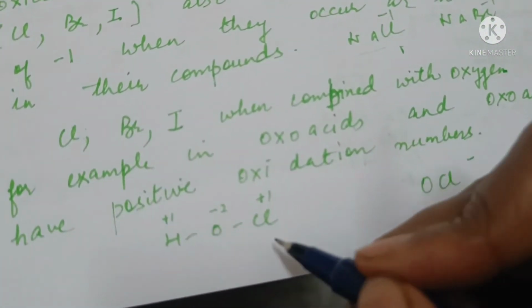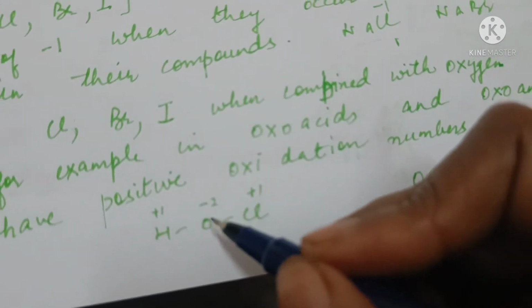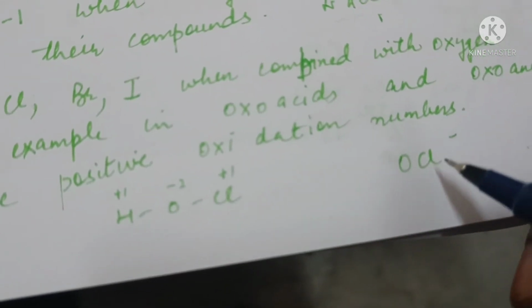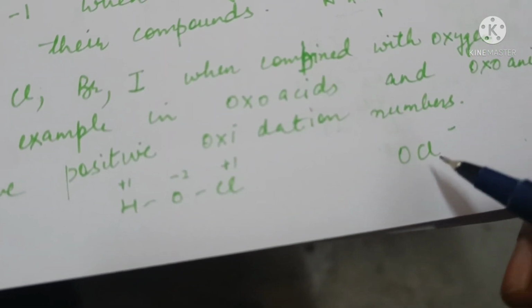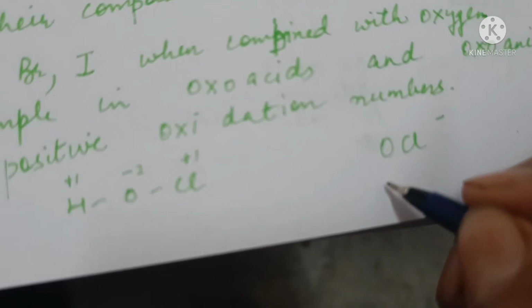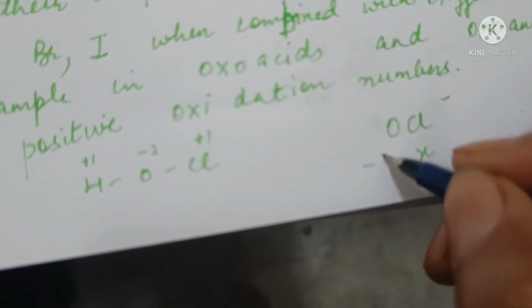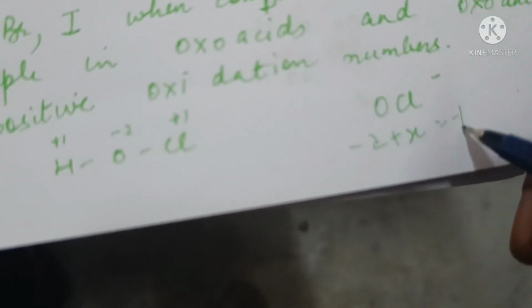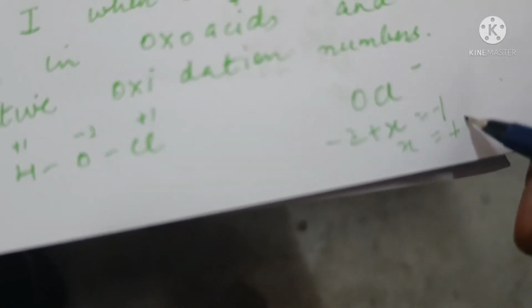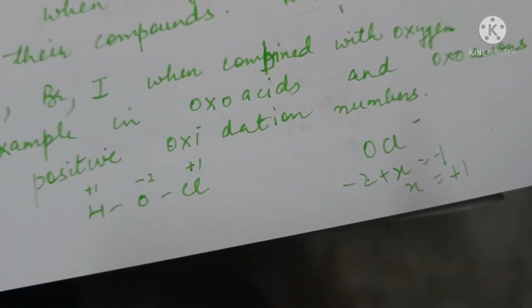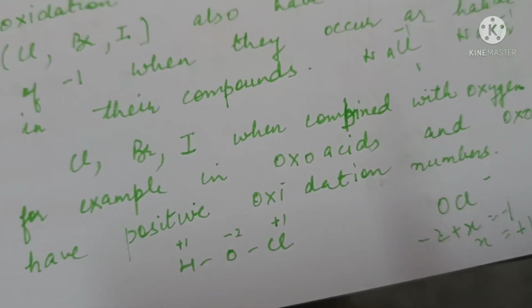For example, in hypochlorous acid, oxygen has -2, hydrogen is +1, so the resulting chlorine has +1. Similarly, in the hypochlorite ion, OCl negative, oxygen is -2 and chlorine, let it be x, so -2 plus x is equal to -1. So x is equal to -1 plus 2, that is +1. So the oxidation number of chlorine in OCl negative is +1.